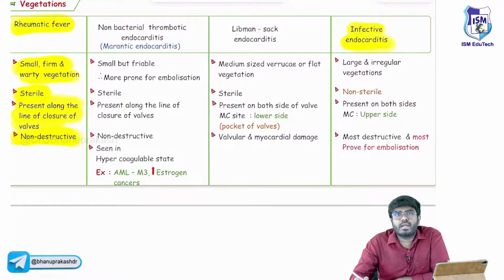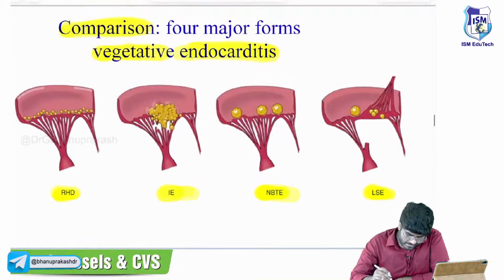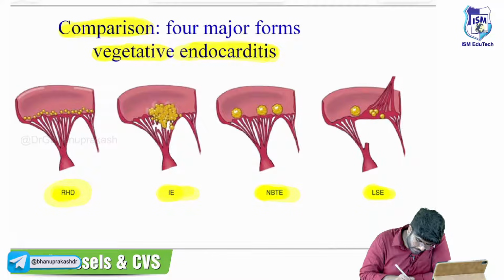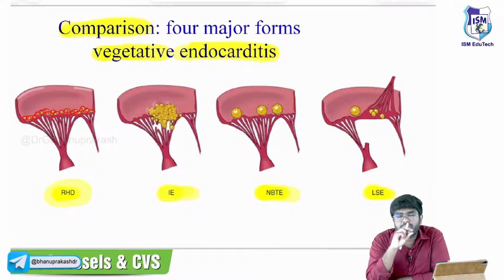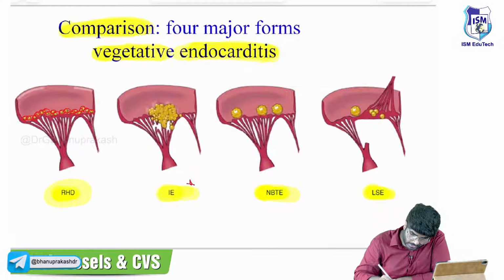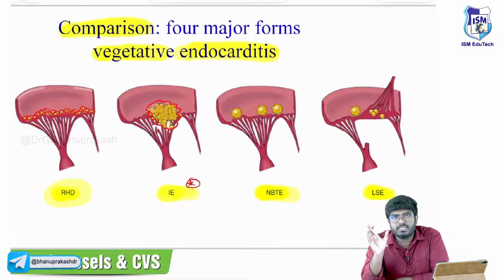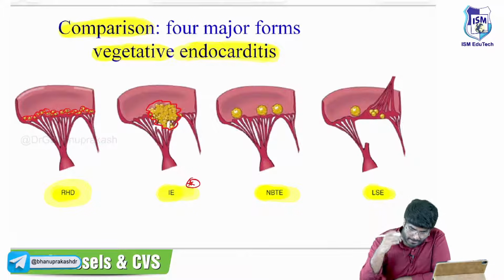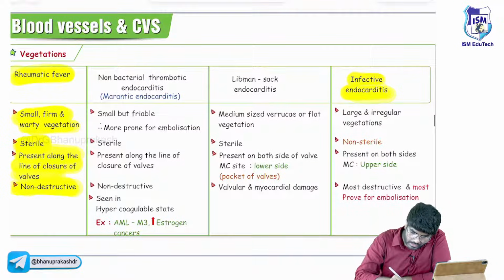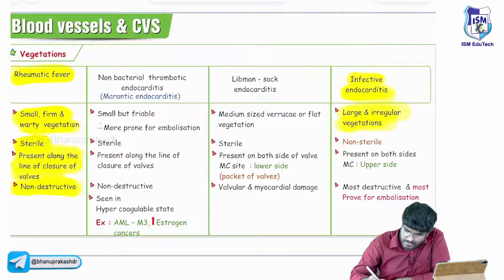Now, we have just discussed infective endocarditis. This is rheumatic heart disease. In rheumatic heart disease, see how neatly the vegetations are arranged along the line of closure. In infective endocarditis, the walls are getting damaged because of the vegetation. They are very big vegetations, erosive in nature, and they will cause damage to the walls. They are large, irregular vegetations. They are non-sterile, septic in nature.